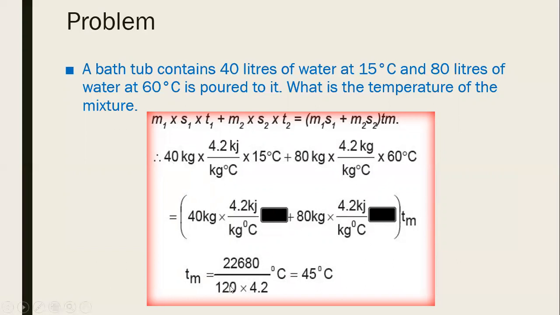4.2 is common, so you take it outside. 40 plus 80 is 120. 22,680 divided by 120 into 4.2, you will get 45 degrees Celsius. So when 15 degree water and 60 degree water are added, the mixture temperature will be 45 degrees Celsius.